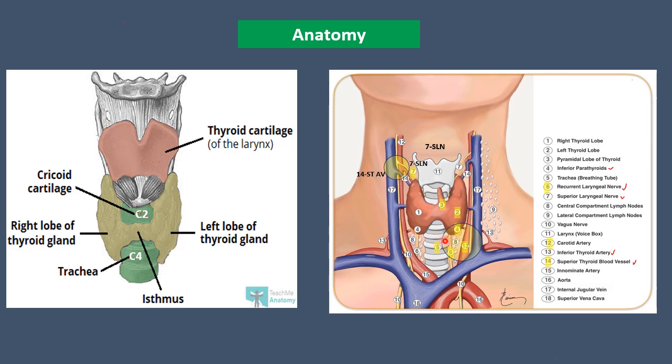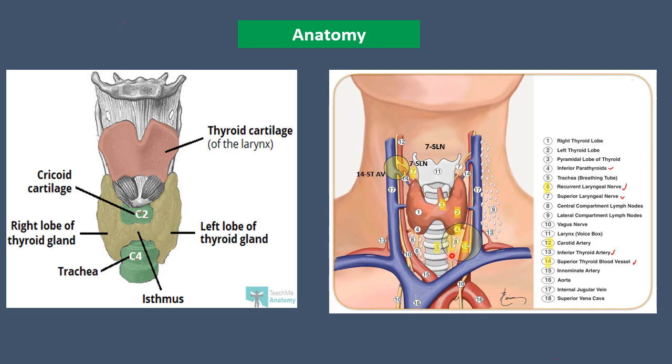And the other important structures are in the lower pole. Over the lower pole, you have these areas which are marked here. Number 4 is your inferior parathyroid gland, at the lower pole of the left lobe of the thyroid. Then you've got your recurrent laryngeal nerve, very important. Number 6, the recurrent laryngeal nerve, which is the branch of the vagus nerve as it curves around the arch of the aorta.